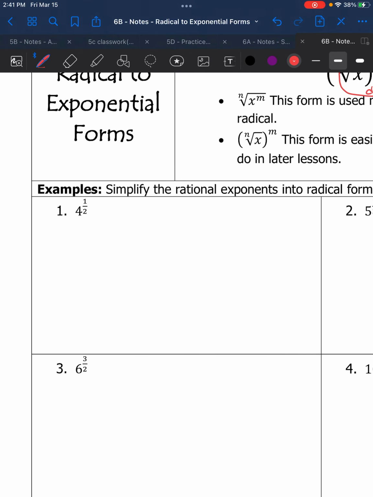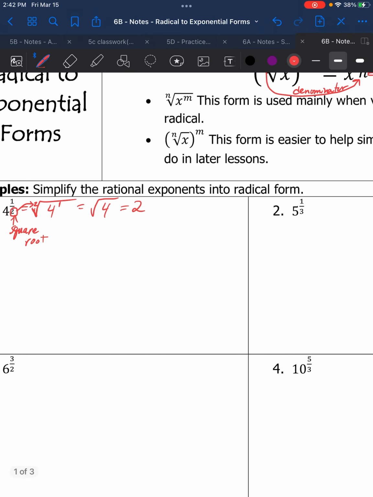With number one, I'm going to show you a couple different ways to do these types of problems as I go through. Number one is a square root. You do not have to write the 2, you can if you want. I'm just going to write it to show you that it's a square root. And then the 4 is on the inside, raised to the first power. Now 4 to the first power is 4, so we have the square root of 4, which is 2.